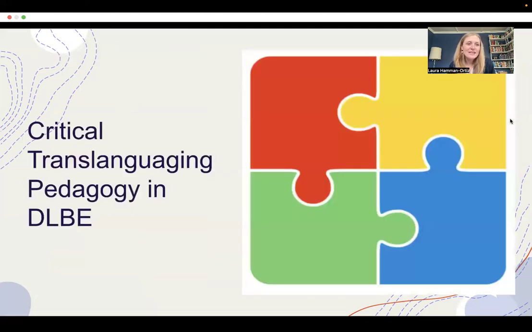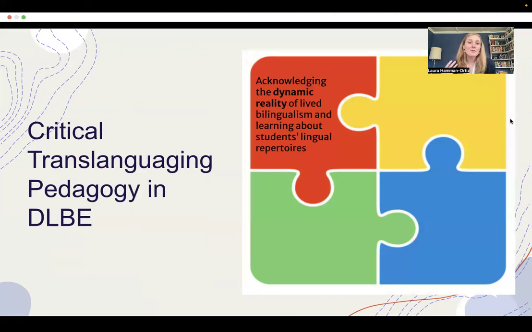So I argue that the solution is that we need to develop a critical translanguaging pedagogy for dual language bilingual contexts. And what I mean by that is, first, tenemos que reconocer que el bilingüismo es dinámico, that bilingualism is dynamic, right? That our students are not becoming double monolinguals. Y tenemos que aprender algo sobre las prácticas lingüísticas de nuestros estudiantes. So learning something about their linguistic repertoires.